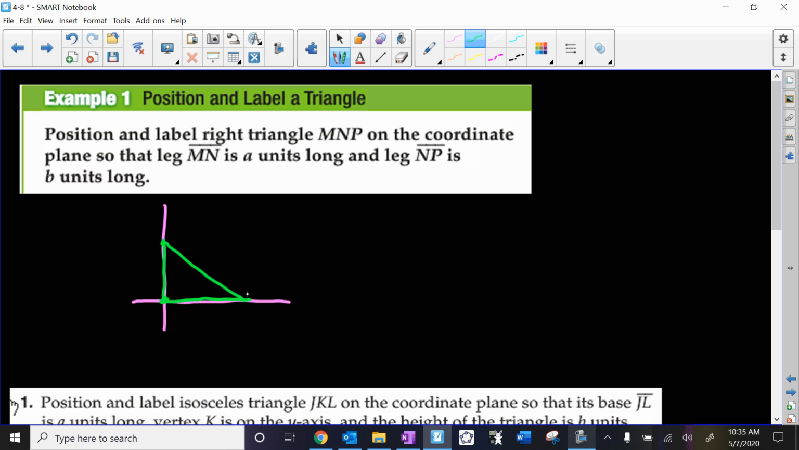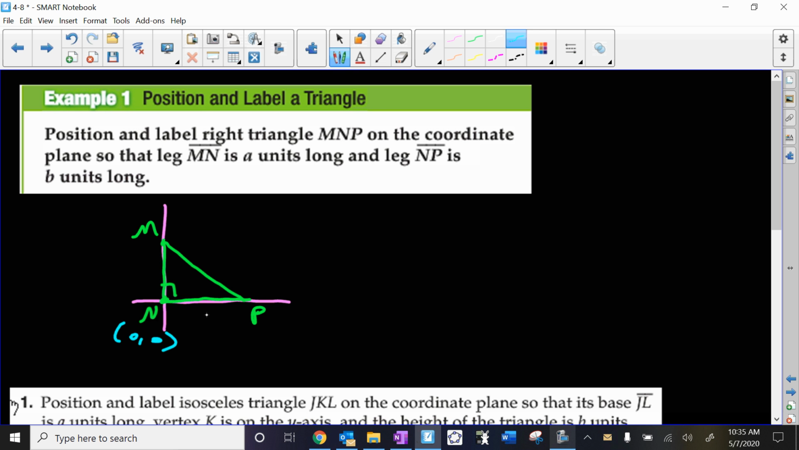So now I'm going to actually try and come up with where my points are located. I have to label it as well on this. So I have a triangle MNP on the coordinate plane, and I have a leg MN, and I have a leg NP. Well, since I know that N is part of both legs, N has to be my right angle. M can go up here if it wants, or down at the bottom. And wherever you put M, then P goes in the other spot. Now I need to come up with the actual coordinates. We know N is at 0, 0. We placed it at the origin.